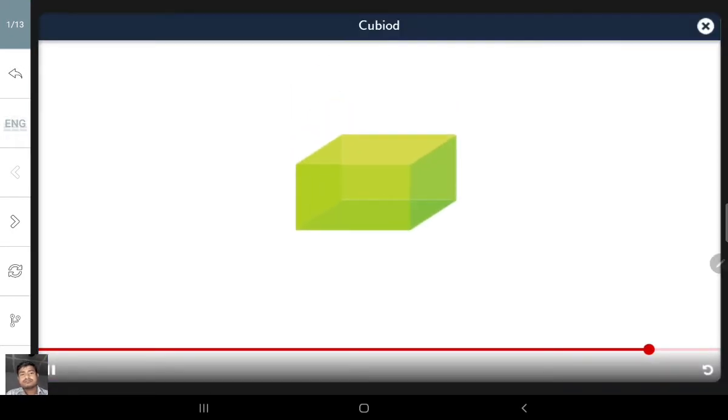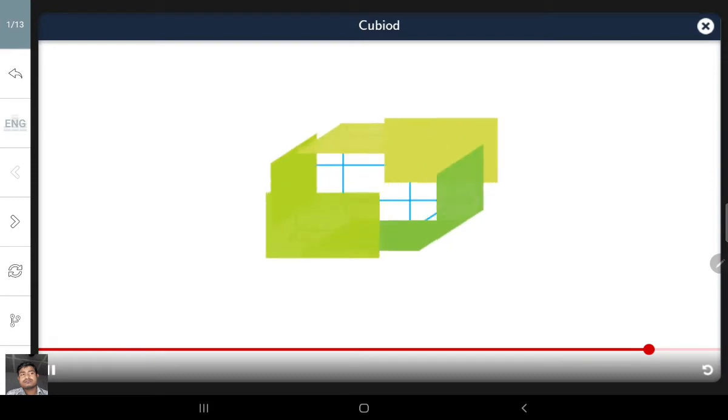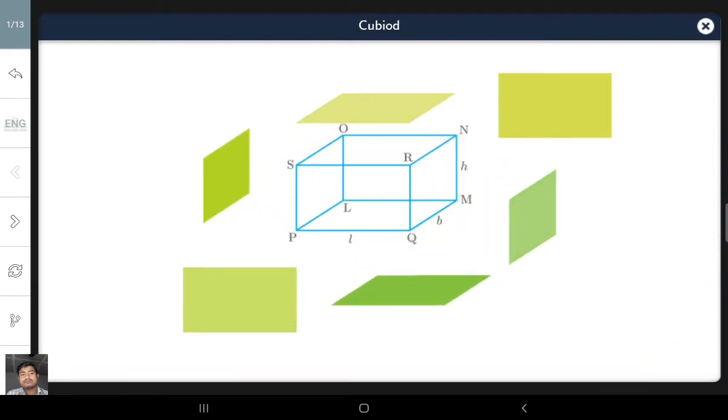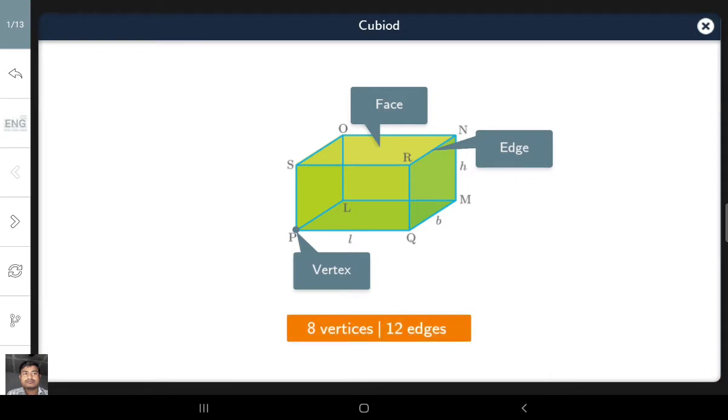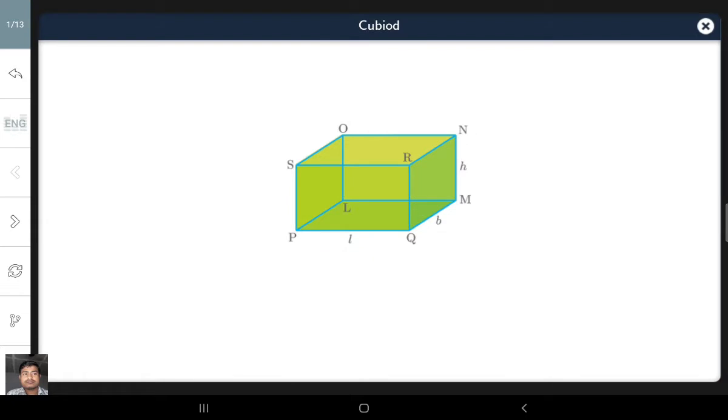A three-dimensional figure with 6 rectangular faces is known as a cuboid. Each side of a cuboid is called a face that has the shape of a rectangle. The corners of a cuboid are called the vertices, and the line joining two adjacent vertices is called an edge. A cuboid consists of 8 vertices and 12 edges.